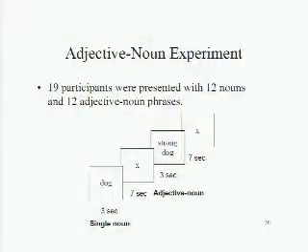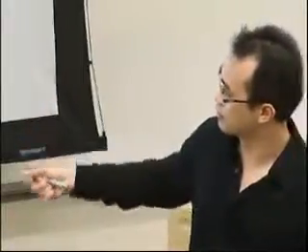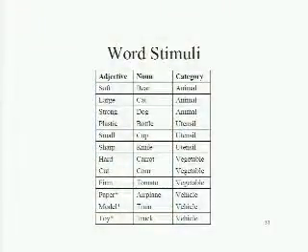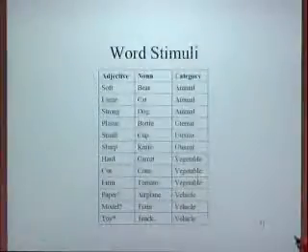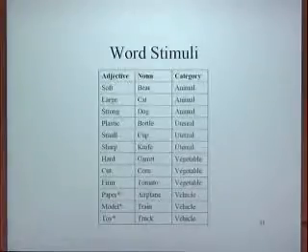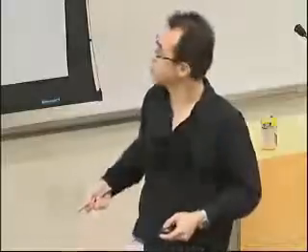This is the experiment that we have. We have 19 participants. We presented 12 nouns and 12 adjective-noun phrases. So here are the word stimuli. We have cat, large cat, strong dog, plastic bottle, etc. They are drawn from 4 categories: animals, utensils, vegetables, and vehicles. And the concepts are chosen from the 60 words that we had, because we know we can classify them.